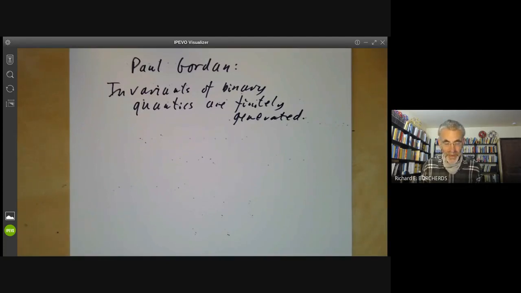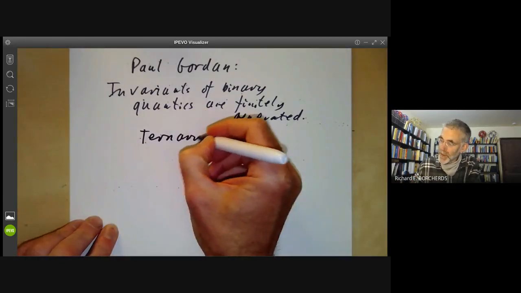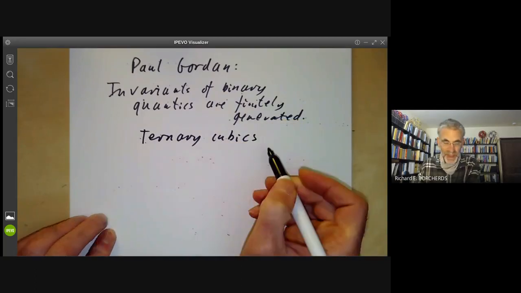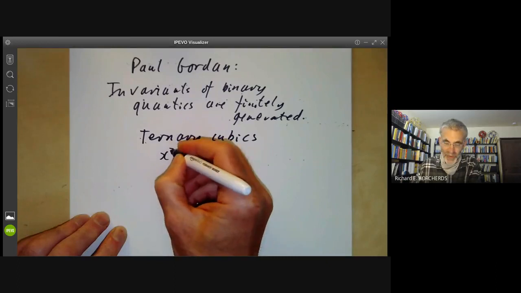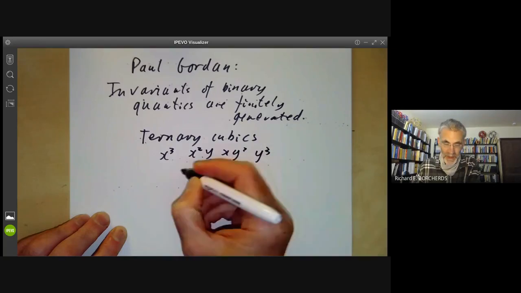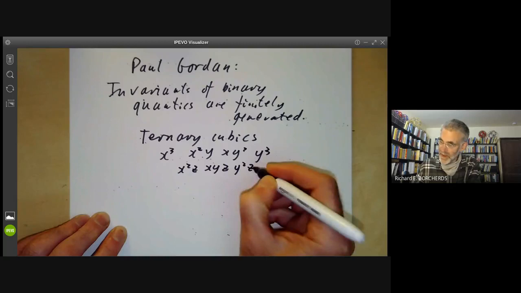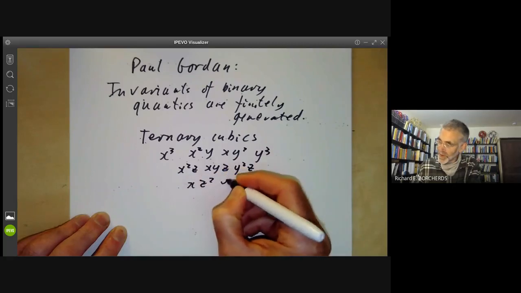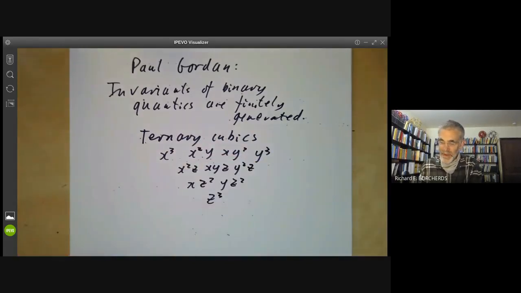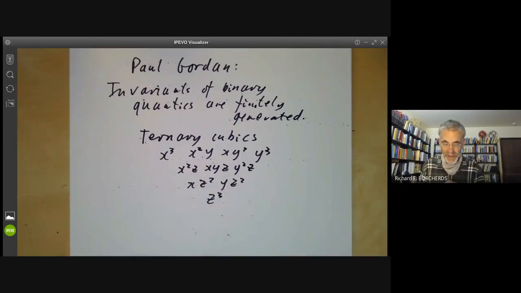So for example of just how hairy they get, let's look at the case of ternary cubics. You remember ternary means three variables and cubics means degree three. So possibilities, we have x cubed, x squared y, xy squared, y cubed, x squared z, xyz, y squared z, xz squared, yz squared, and z cubed. If you count up, there are 10 of these. So there really should be 10 variables giving the 10 coefficients.